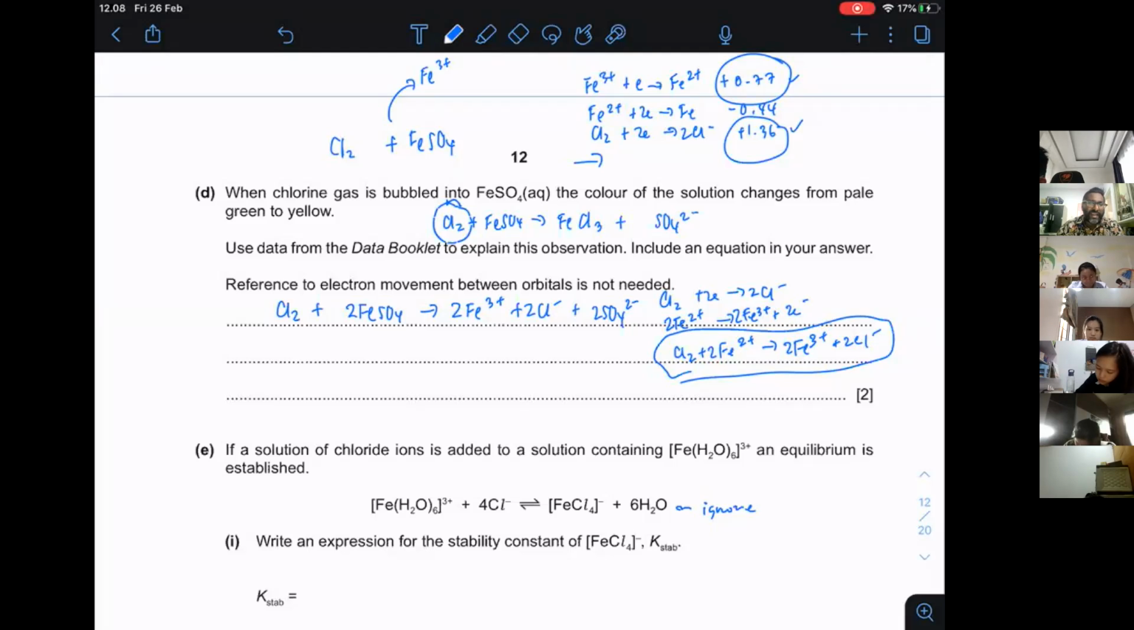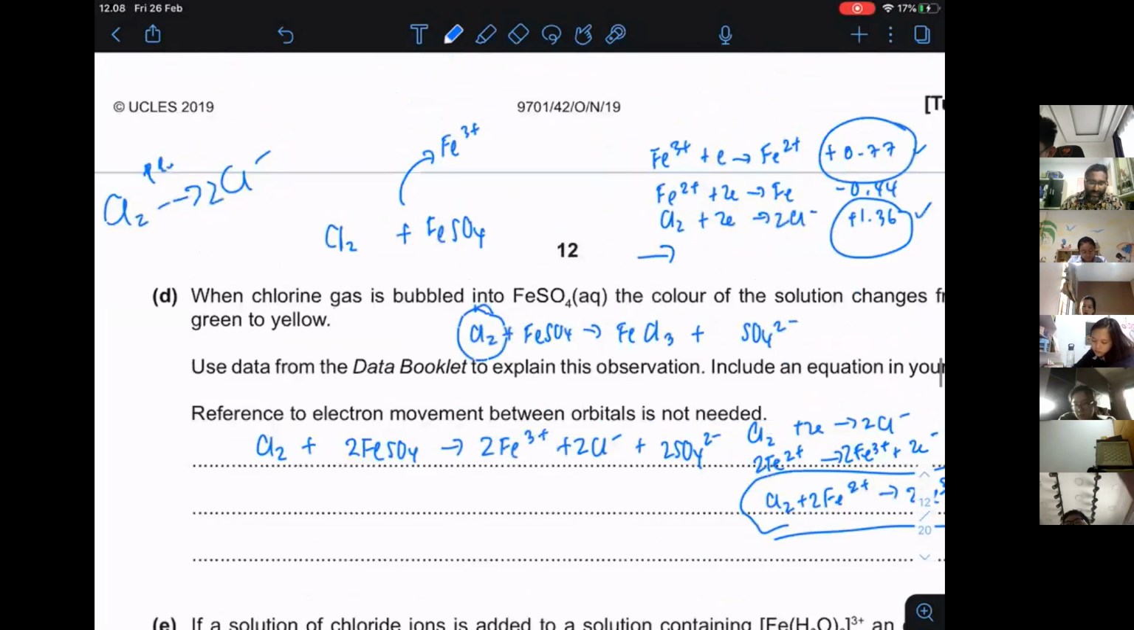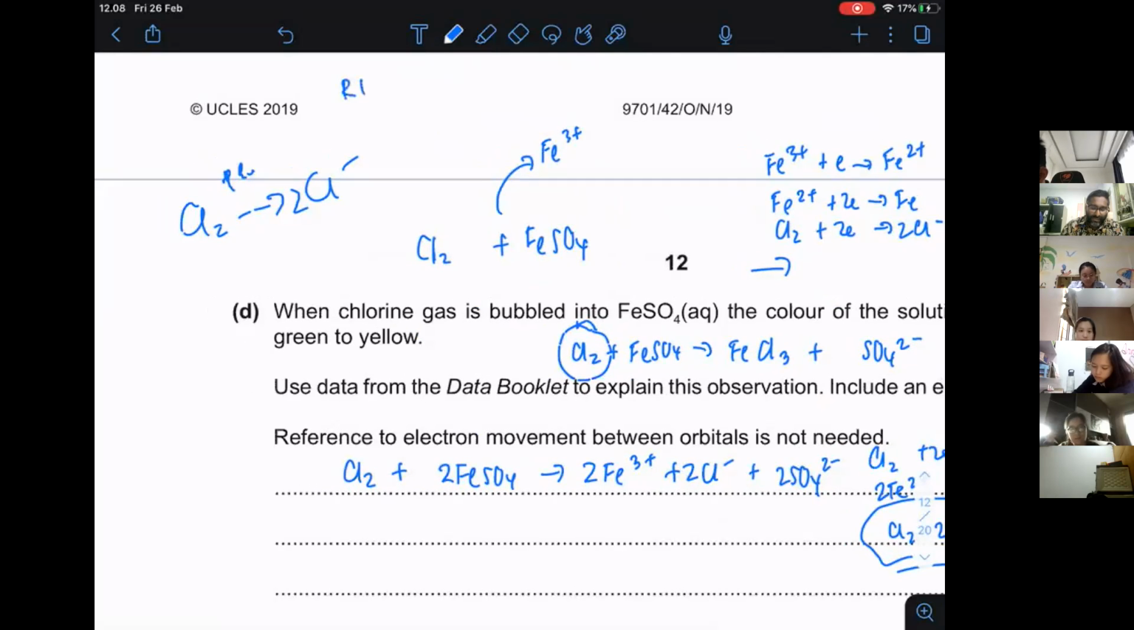So one thing that I can think of is maybe the reaction will continue. It is reacting with FeSO4. If it remains green, then no reaction. But this one, there is a reaction. So if you have Cl2, definitely it will change into Cl minus. Cl2 changing into Cl minus is receiving electrons. Receiving electrons, this is reduction, gain of electrons. So if this is reduction, it means that this is a very good oxidizing agent.